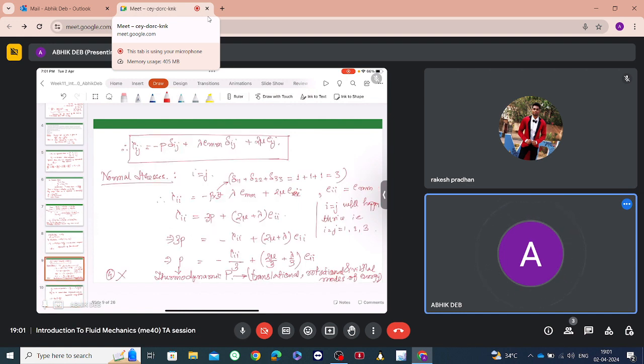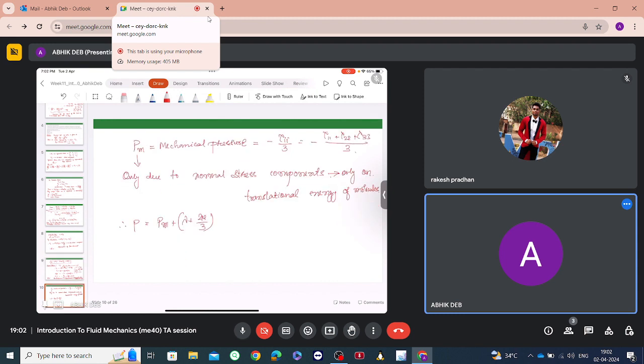sorry, there is another delta Ij with the lambda also, right? So here also there will be another 3 coming for this. So this will be 3 lambda, and this will just be lambda plus lambda plus 2 mu by 3 to EII, and EII, that is equal to what?